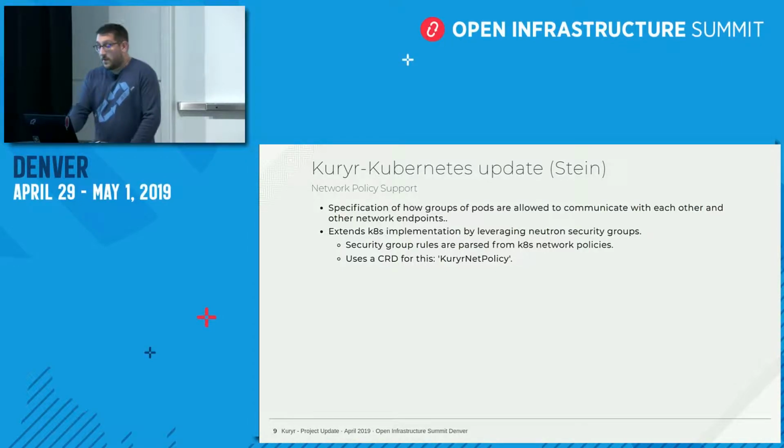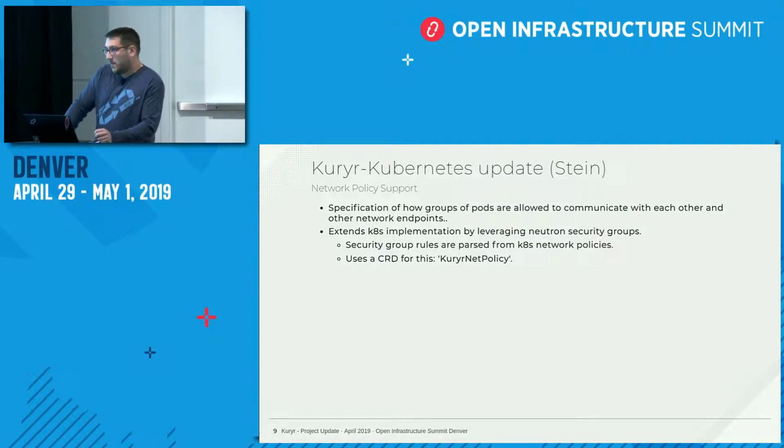So one of the main topics that we have been working on in Stein was the network policy support. For those of you who don't know what network policies are, it's the way that Kubernetes allows you to restrict or apply policies in terms of communication in between pods. With the usage of Kuryr-Kubernetes, you can take that and also apply those to communication in between VMs and pods, which I think is kind of cool.